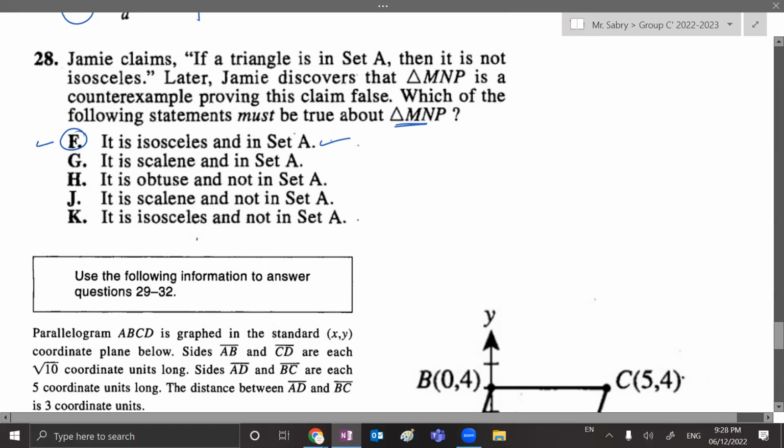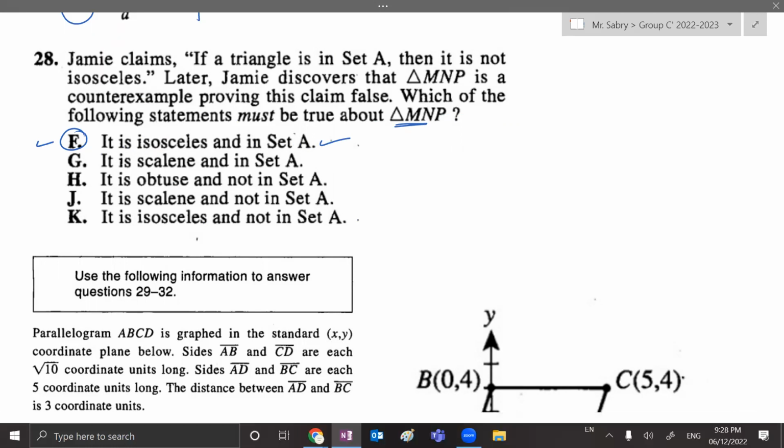They said upstairs, at the beginning, sorry, up. Jamie claims that any triangle in set A is not isosceles. So what's the opposite of that? It is that there is a triangle still in set A, but it is isosceles. So F is the correct one.